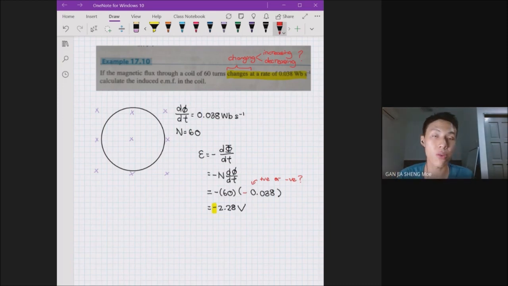Then at that point only we can talk about the direction of the induced EMF based on the sign of our answer. But for now, the sign over here, even though it's negative, doesn't carry much meaning because we are not even sure whether it will be a positive 0.038 or negative 0.038. We don't know the sign, therefore the answer for induced EMF does not carry a direction anymore because you don't know the increase or decrease. Okay, so this is example 17.10.